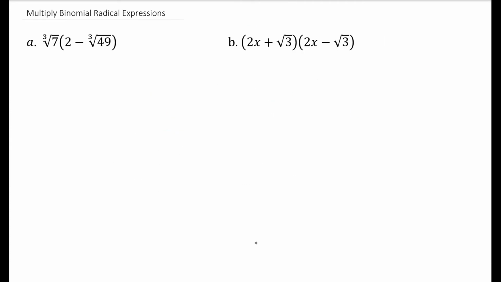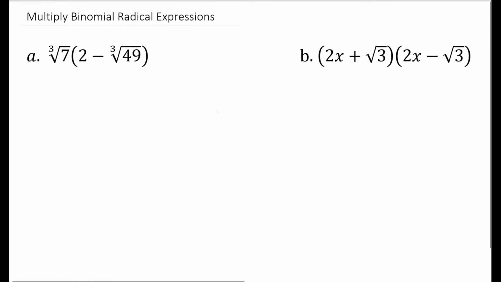All right, so now we're going to consider multiplying radicals that are binomials, or multiplying a monomial with a binomial radical expression. So this right here is considered a binomial radical expression. And these are two binomial radical expressions. Remember, a binomial is two terms and a monomial is one term.